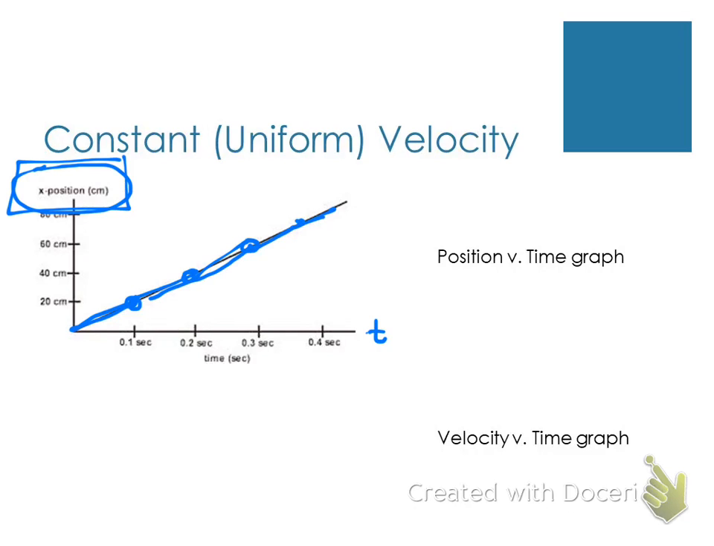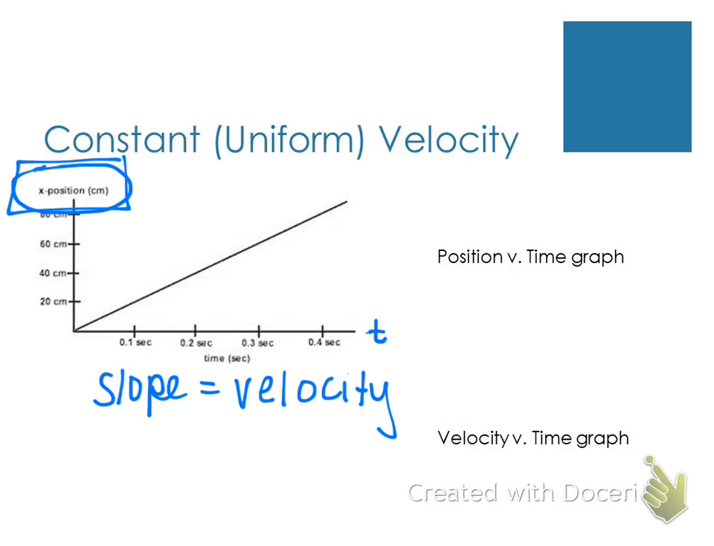So on a position versus time graph, the slope of a position versus time graph tells us the velocity of that object. Okay, so why don't you go ahead and put that down because we're going to need that. The slope of a position versus time graph always tells us the velocity of that object, or of whatever motion we're depicting. So how fast it's moving.